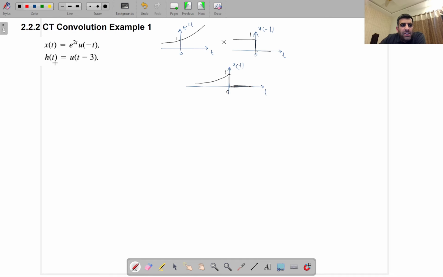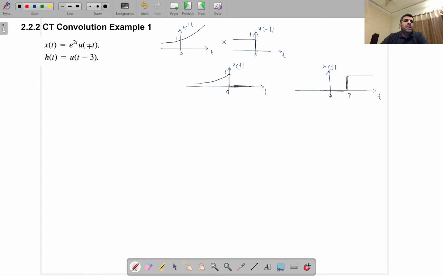Then I need also h of t to plot, and we can do that very quickly as well, because we know that this is a unit step signal, and it's a unit step signal shifted towards right and starting from 3. So this is the signal.